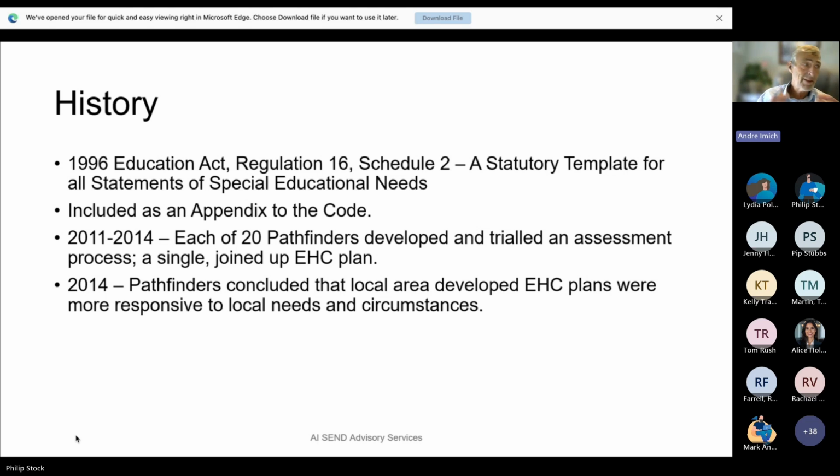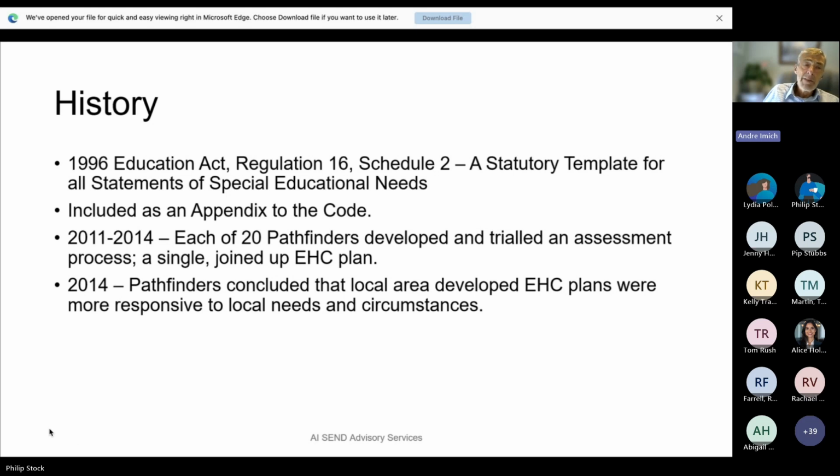We were all playing around with that concept of co-production at the time and getting a much stronger focus on outcomes, becoming more child-centered, etc., etc. So the local areas involved in the Pathfinder program were enabled to produce trial ways of producing statutory information for what ended up as being education, health and care plans. And there was an evaluation of that.